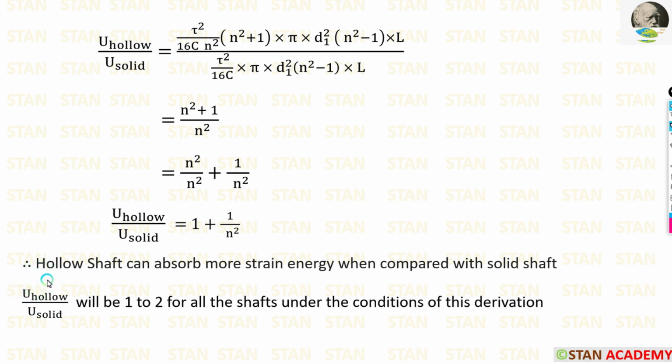Here we can come to the conclusion that a hollow shaft can absorb more strain energy when compared with the solid shaft. The ratio will be between 1 and 2 for all the shafts under the conditions of this derivation. For example, if n is equal to 1, we will get 2. If n is more than 1, we will get values between 1 and 2. Now I am going to end this session. Thank you for watching this video.